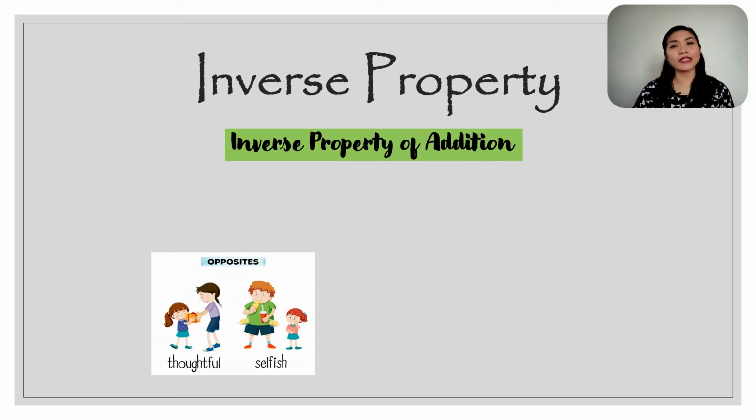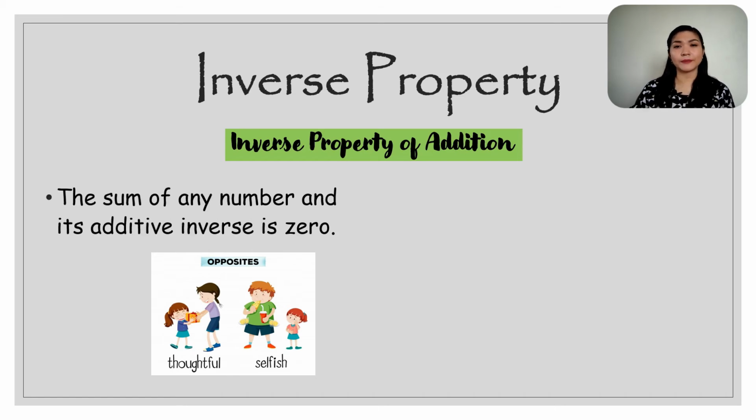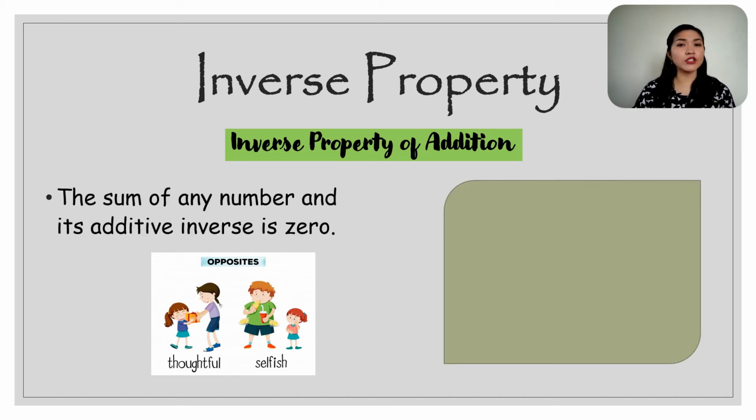In mathematics, the term we use for opposite is inverse. When we add opposite integers, the sum is 0. In other words, the sum of any number and its additive inverse is 0. This is called the inverse property of addition.